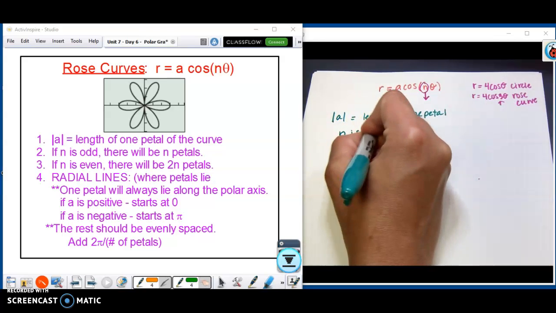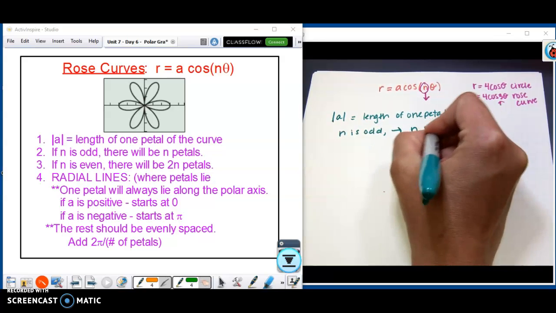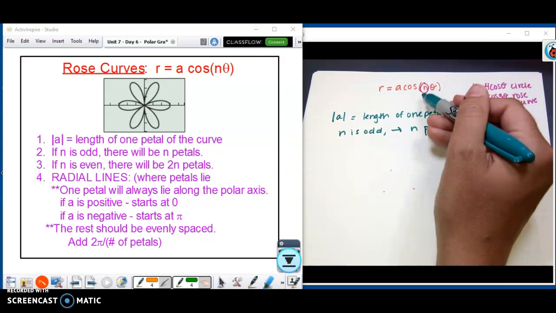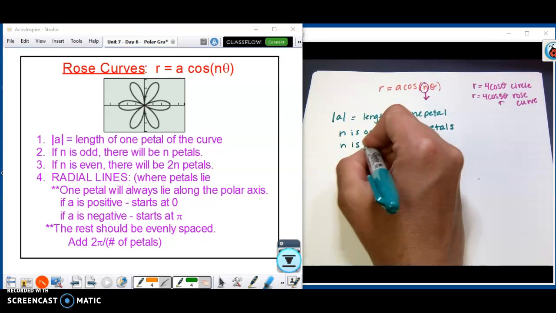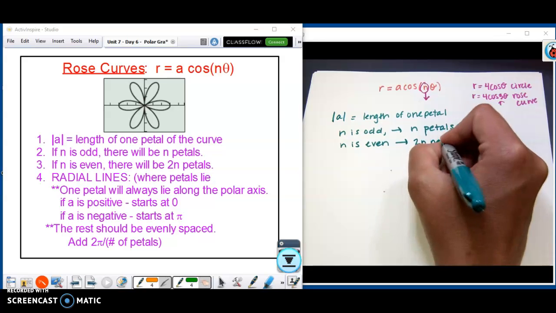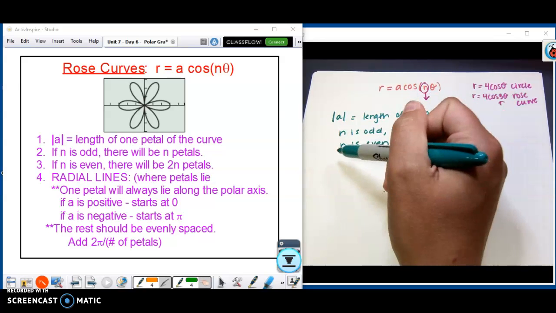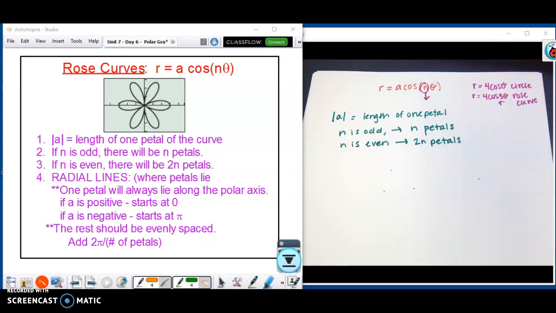If n, and now n we're referring to is the number with theta, if n is odd, that means there's going to be n petals. So if it's 5 theta, you're going to have 5 petals. But if n is even, then you're going to have 2n petals. So if n is 4, that's the even number, you're really going to have 8 petals. Once again, if you have 3 theta, that means you have 3 petals. But if you have 4 theta, you got to double it, so you really have 8 petals.